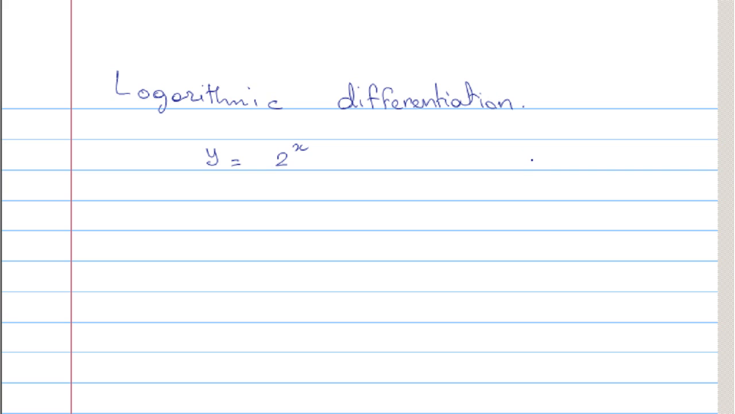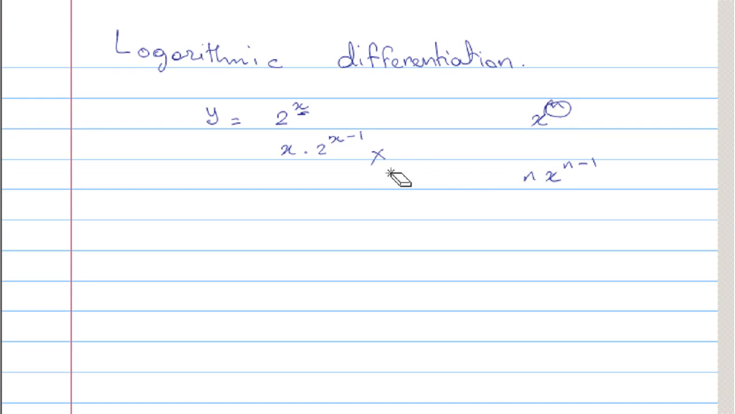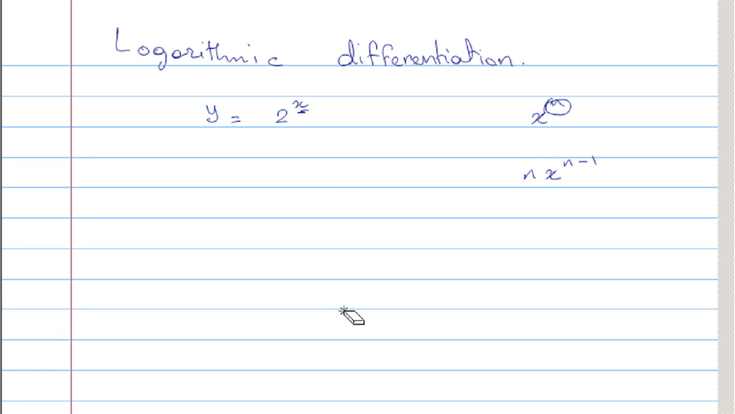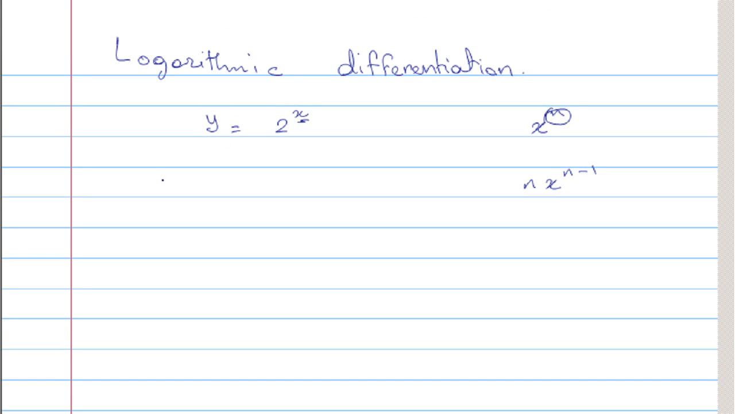Now one thing that might pop into your mind is that we've seen already that if you have a function x to the power n, then the derivative is equal to n times x to the power n minus 1. But remember, this rule is only valid if the power is a constant. Here n is a constant, but in this case my power is x, and that's a variable. So you cannot use this rule, and sometimes you might mistakenly write this as x times 2 to the power x minus 1, but that would be wrong because this only works if the power is a constant. So in this case what we do is first take logarithms on both sides.